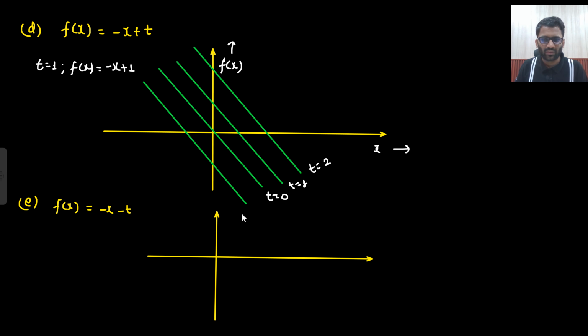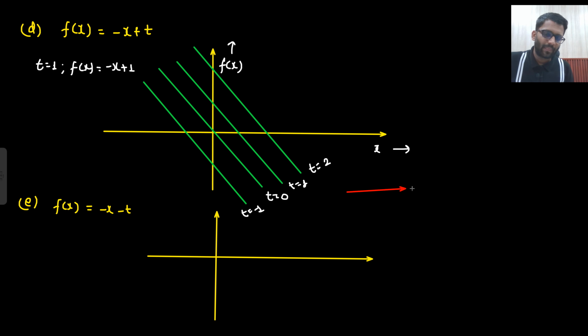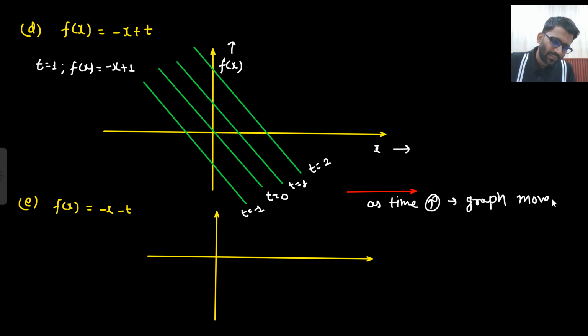T equals to minus 1 would have been somewhere here. So as the time increases, for the last one also you can do on your own. As time increases, the graph moves towards plus x, right? It is moving towards plus x, no? In this direction it is going.